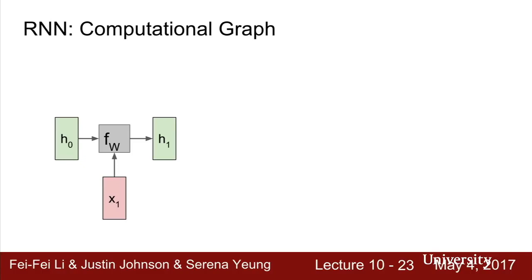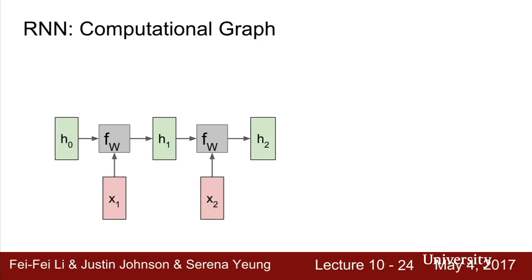So then at the first time step, we'll have some initial hidden state h0. This is usually initialized to zeros in most contexts. And then we'll have some input x1. This initial hidden state h0 and our current input x1 will go into our fW function. This will produce our next hidden state h1.